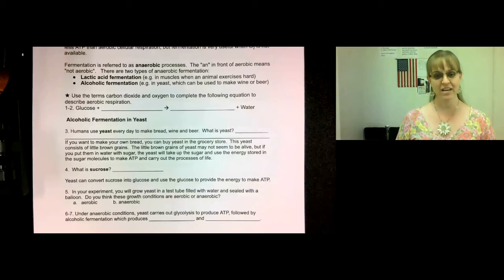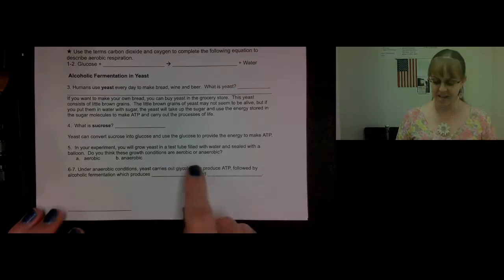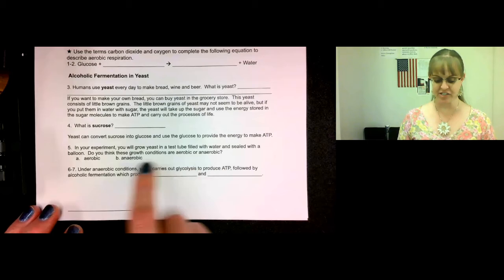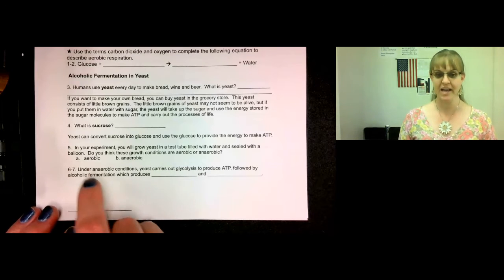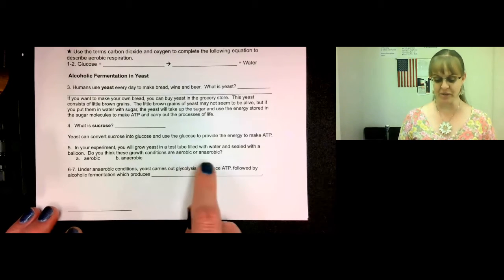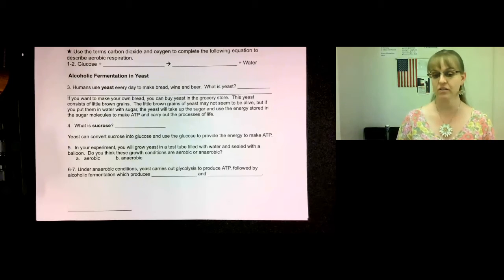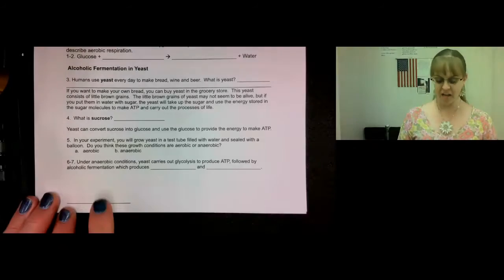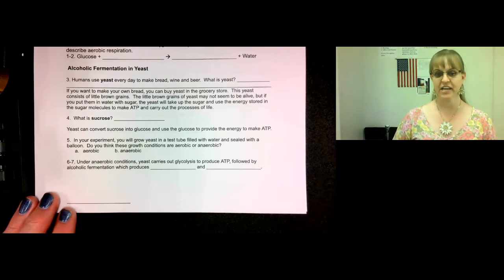Sucrose is actually table sugar. If you have sealed the test tube with a balloon, is that going to make it aerobic or anaerobic? In other words, can air get in or not? Under anaerobic conditions, yeast carries out glycolysis to produce ATP, energy, followed by alcoholic fermentation, which produces two things.